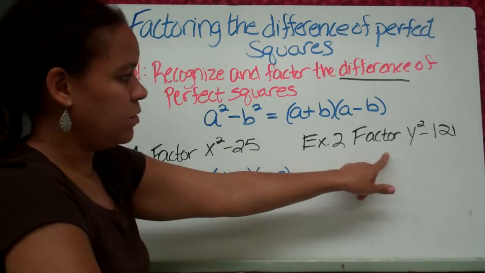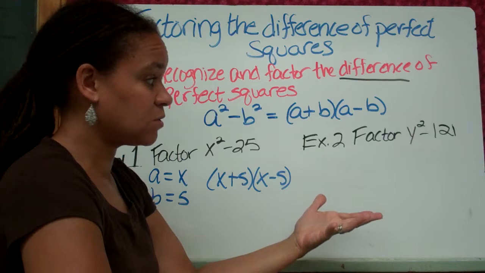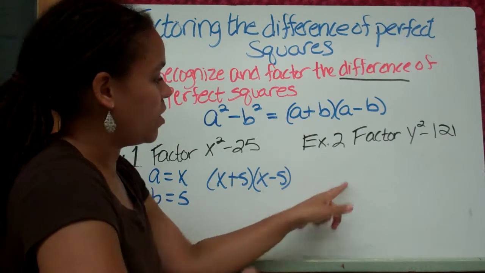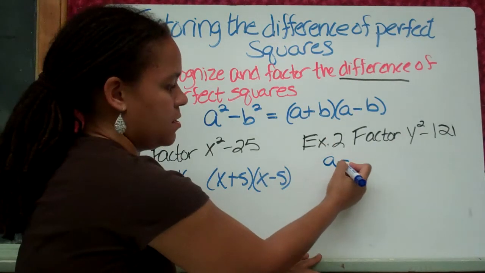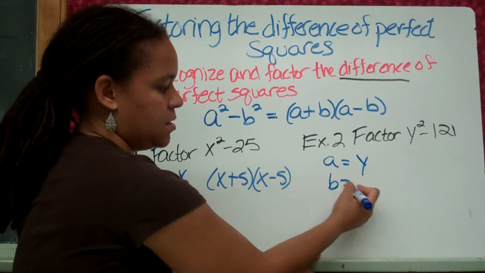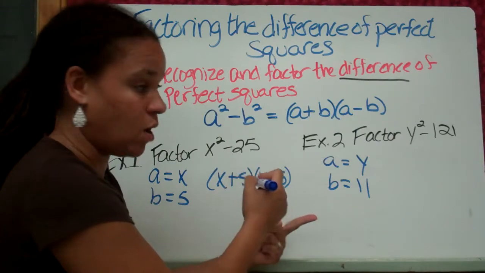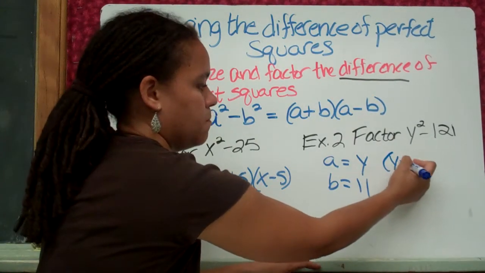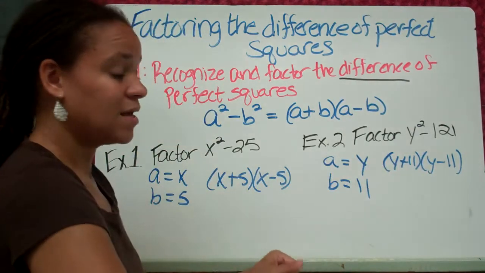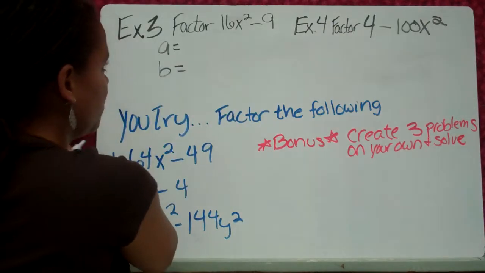Example 2, we have y squared minus 121. Recognizing that it is a difference of perfect squares, 121 is in fact 11 squared. So here our a would be the square root of y squared, which is y. Our b is 11. Now you should have it. You're done. Y plus 11, y minus 11. Simple as that. Let's look at two more examples, and then I'll give you some to try on your own.